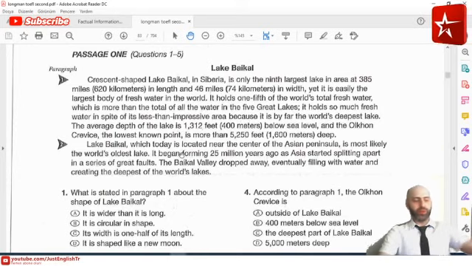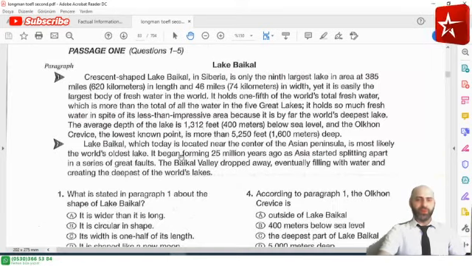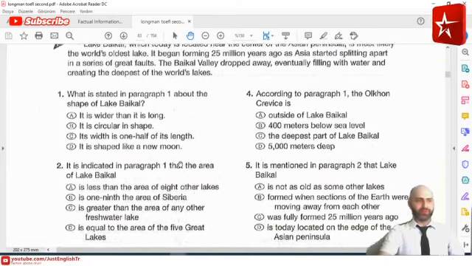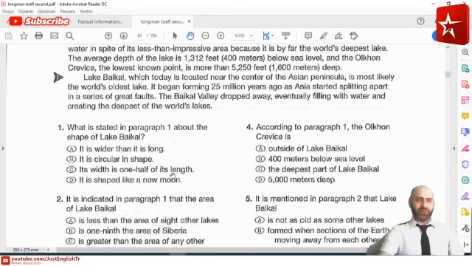Okay, here we go. So you see we have a text about Lake Baikal, and then we have 5 questions about it. Let's start solving the questions. The first question we read: what is stated in paragraph 1? Okay, so it is good. It gives me the paragraph number and I don't have to look everywhere in the text, but at least I know it's in paragraph 1. What is stated in paragraph 1 about the shape of Lake Baikal?